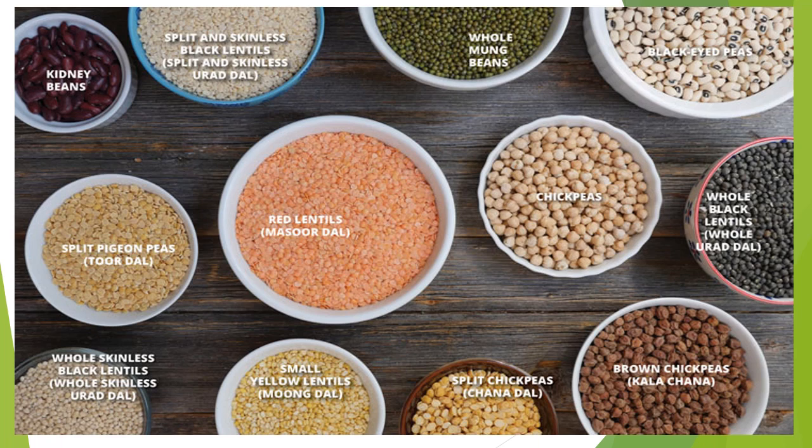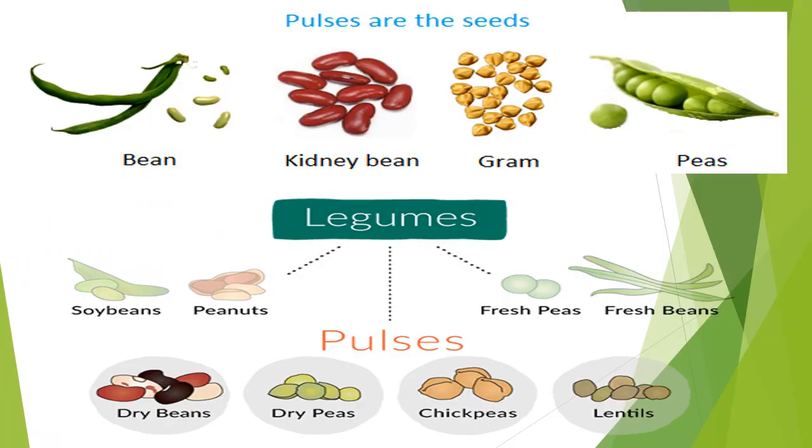Now here children, you can see so many types of pulses, right? For example, red lentils means masoor dal, kidney beans means rajma, brown chickpeas means kala chana, then split chickpeas means chana dal, then split pigeon peas means tuar dal, and many more. Children, pulses are also seeds, right?